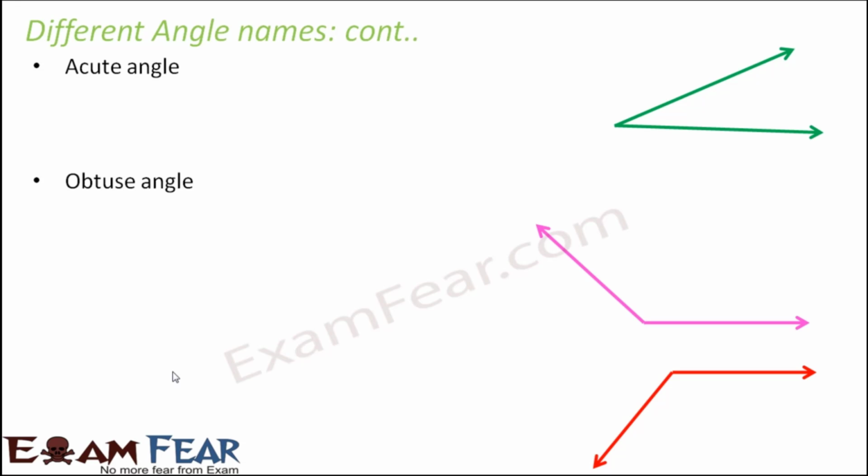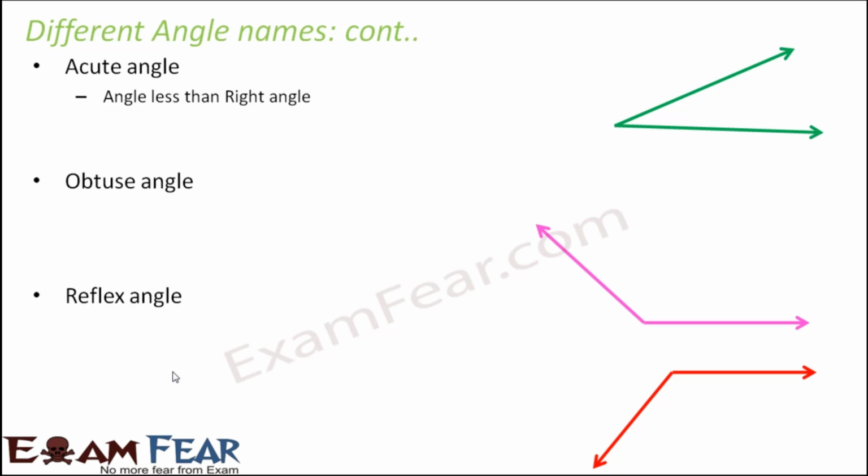Acute angle, obtuse angle and reflex angle. These are the 3 categories of angle names which take care of all the other angles except 90 degree, 180 degree and 360 degree. So let's see what each of these are.